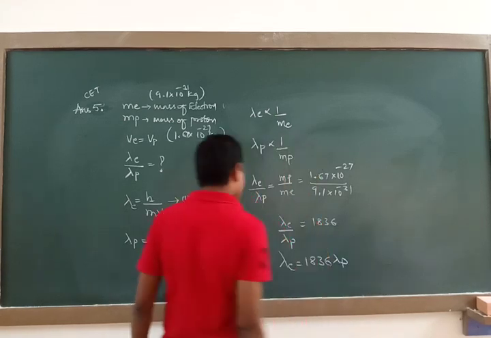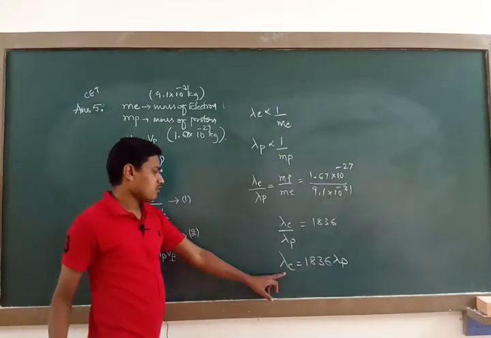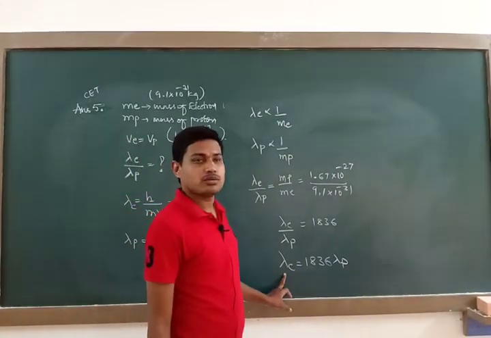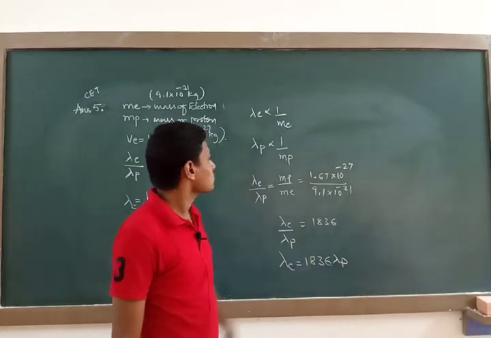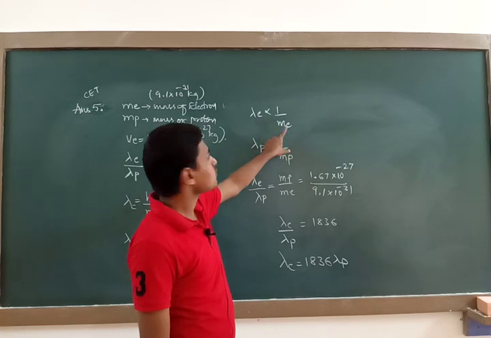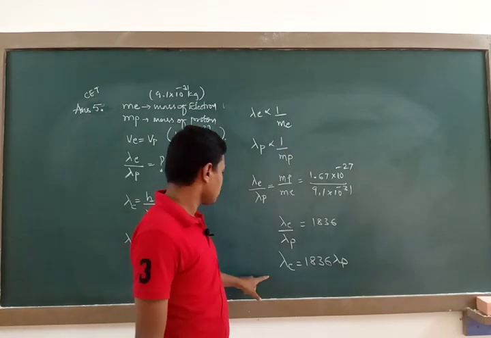Lambda e by lambda p is equal to 1836. So it means the wavelength of the electron is 1836 times that of the proton. So the wavelength of the electron is more by how many times? 1836 times that of the proton. Why? Because of this: light mass, maximum wavelength.